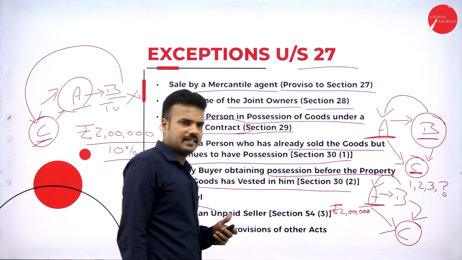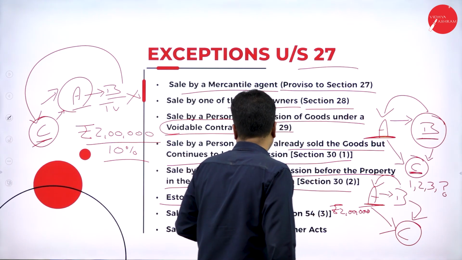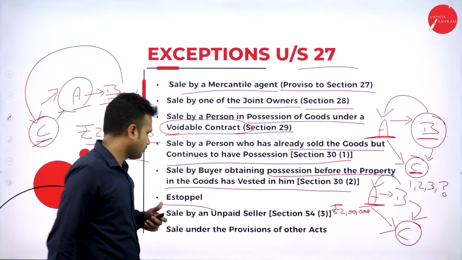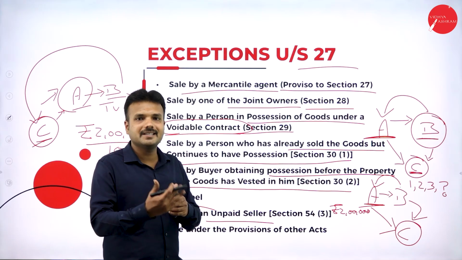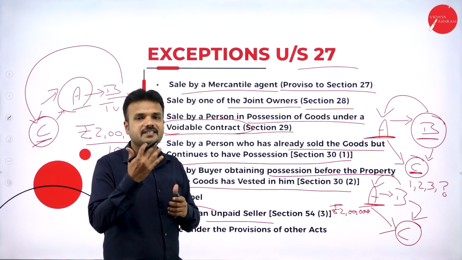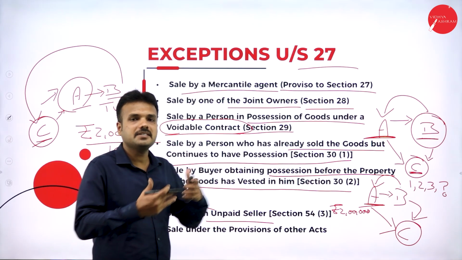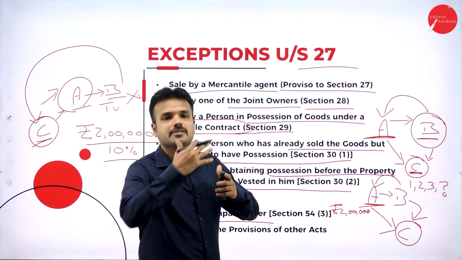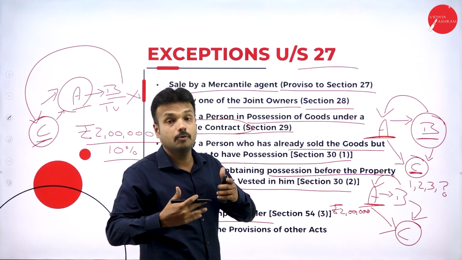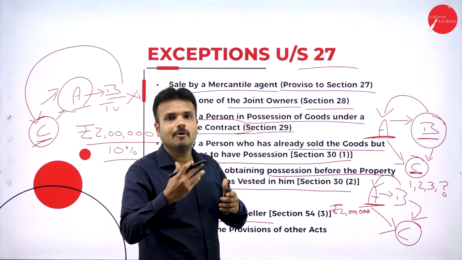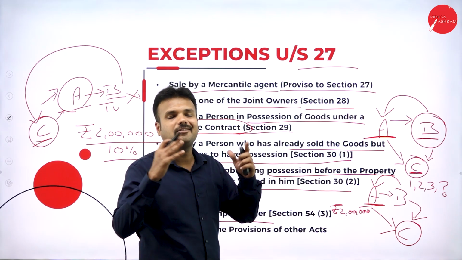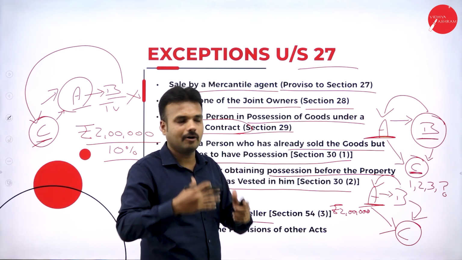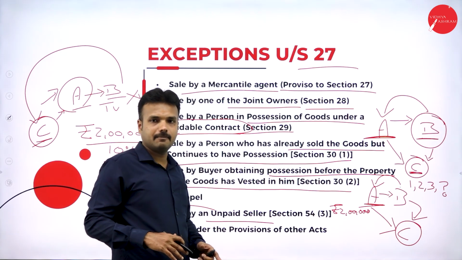Not exactly a mercantile agent, he is similar to him, but he works on the basis of commission. Sale by an unpaid seller. Very simple concept. Who is a seller? The person who is going to sell the product is a seller. Who is an unpaid seller? When a part of the amount or the full amount is not paid by the buyer, we call it a sale by an unpaid seller.